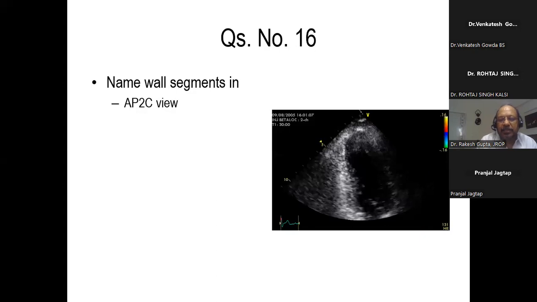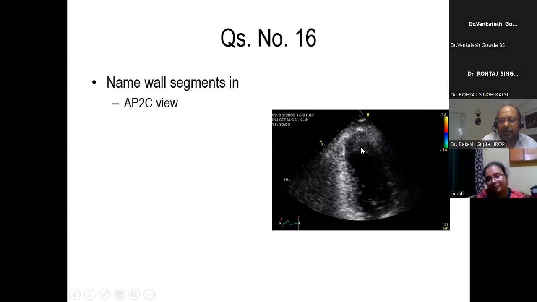Rupali, the question is, this is a two-chamber view. What are these segments of the heart? So this is the anterior wall. This is the inferior wall. Can you tell me the blood supply of this anterior wall over here? LAD, sir. The whole anterior wall is LAD, and the inferior wall, basal and mid, is RCA, and apical it is LAD only. Good.